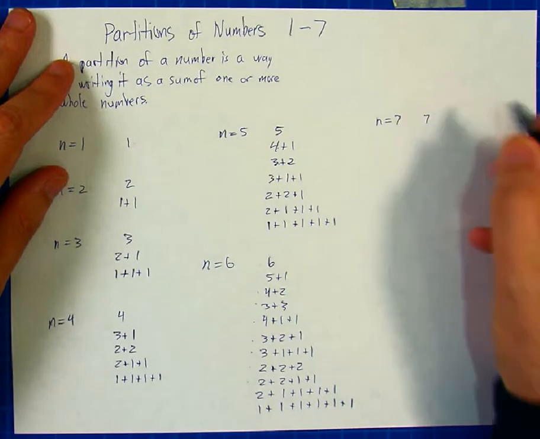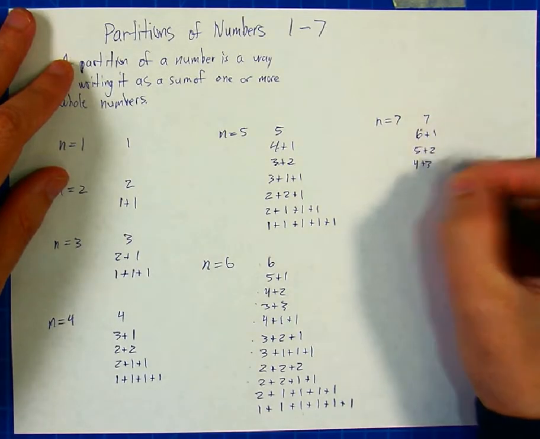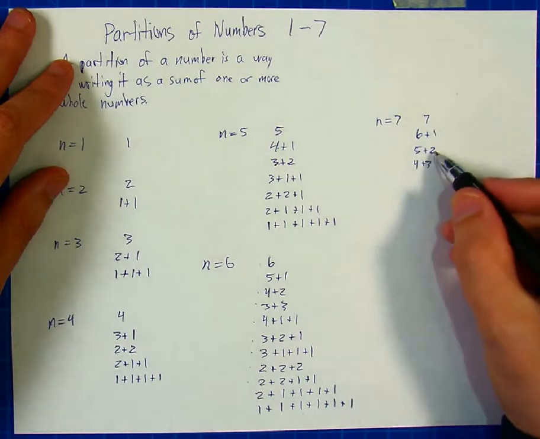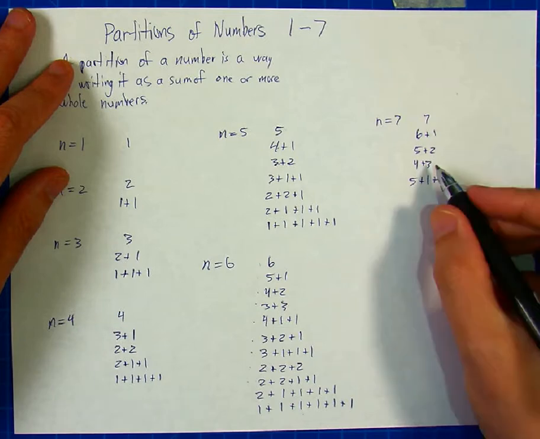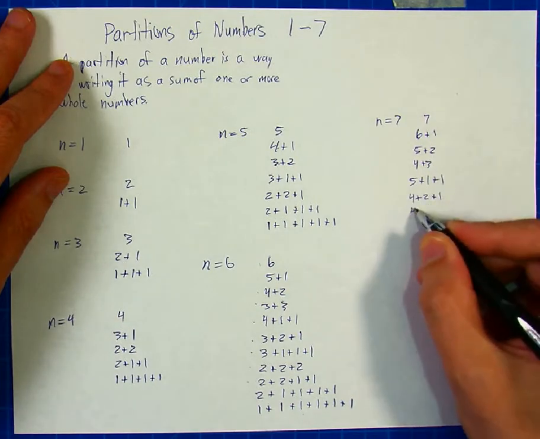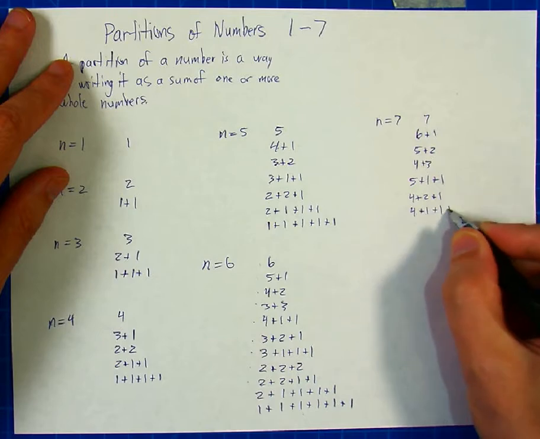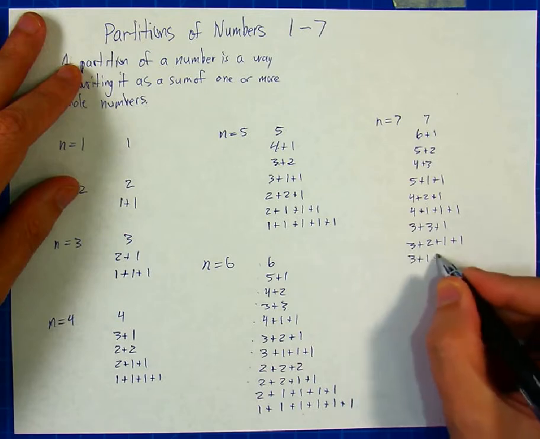We start off with 7, 6 plus 1, 5 plus 2, 4 plus 3. Then start going through the variants of those. 5 plus 2 can be written as 5 plus 1 plus 1. 4 plus 3 you could turn into 4 plus 2 plus 1, or 4 plus 1 plus 1 plus 1. And then just keep going with that. Maybe some of the patterns start with a 3.